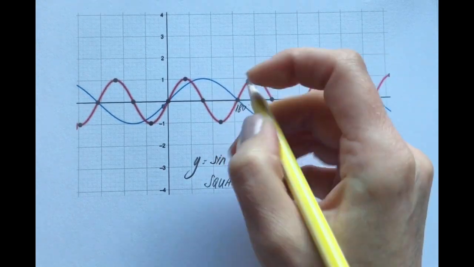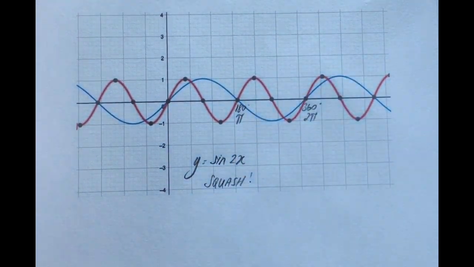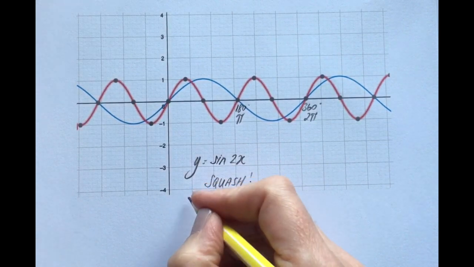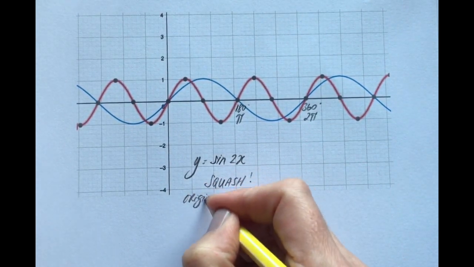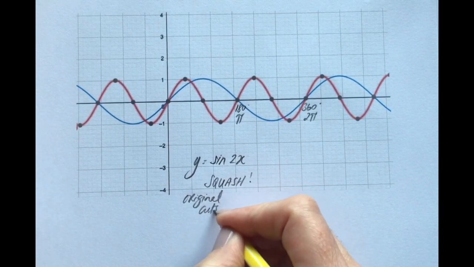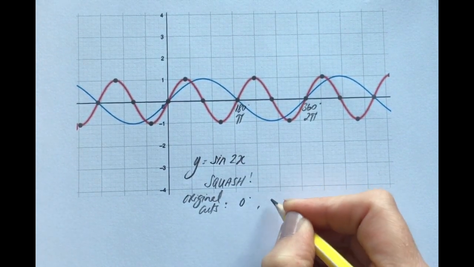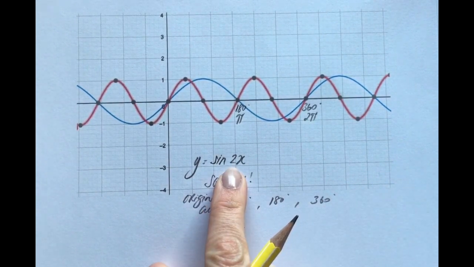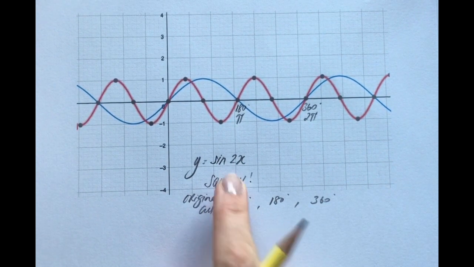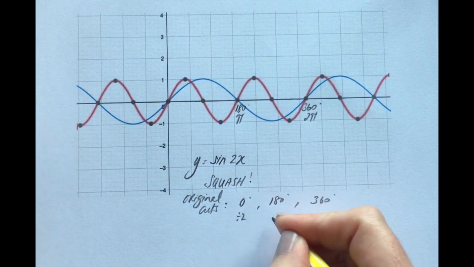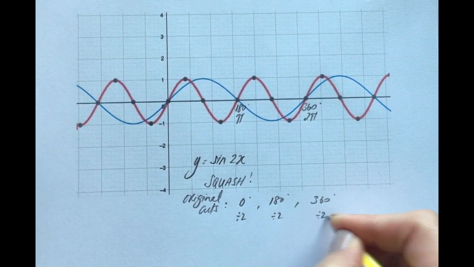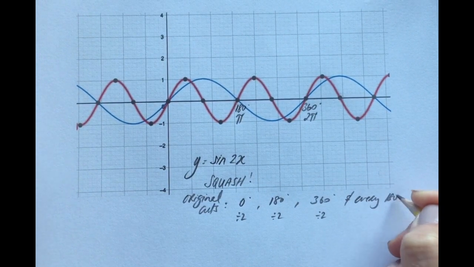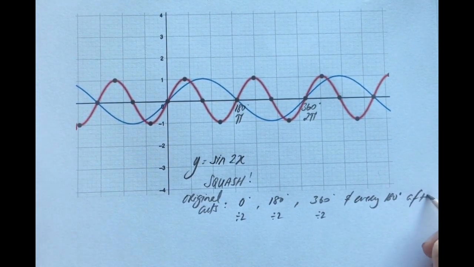That's the same as 2 pi for 360 degrees, and 180 degrees is equivalent to pi radians. So if I know what my original cuts are, then to find out where the cuts are going to be on the sine 2x curve, all I need to do is divide by 2, divide by 2, divide by 2. And of course it cuts every 180 degrees after.